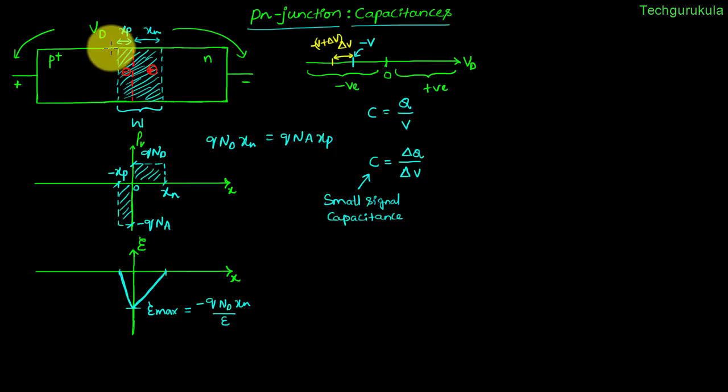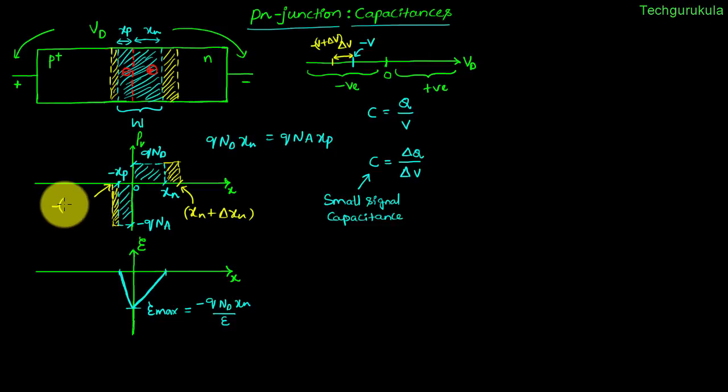Now let me represent that here. So depletion width would increase on P side, and on N side it would increase more because the doping on N side is less compared to P side. Charge distribution would become like this. So the extra charge that we got in the depletion region, I'm representing here, and the depletion width on N side would change from Xn to Xn plus, let's say, delta Xn. And similarly here, this point would be minus of Xp plus delta Xp.